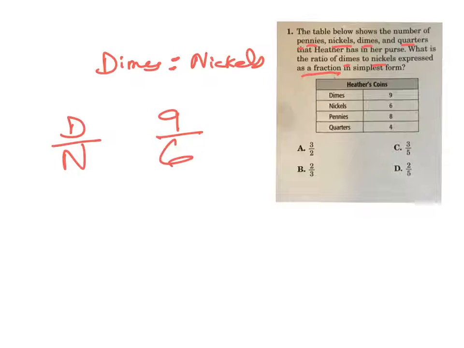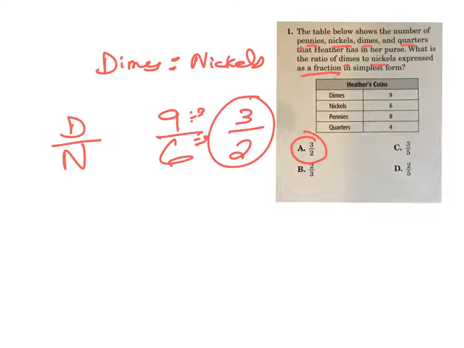So it's 9 over 6, but both of those can be divided by 3. So let's see what we get. So 3 over 2. And there's your answer. And what that means is that for every 3 dimes, there are 2 nickels. 3 to 2. Okay. Let's go on to number 2.